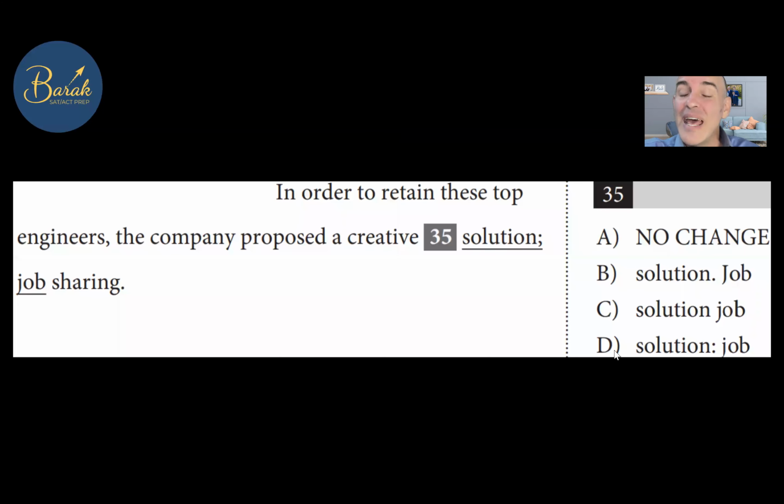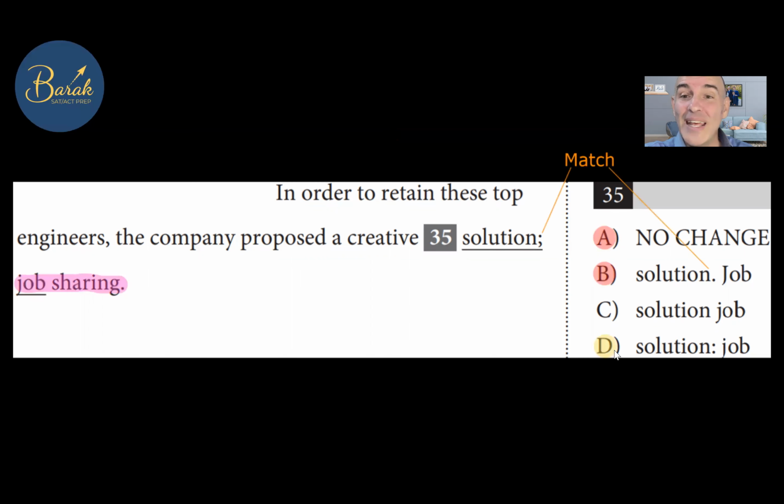All right. Now, let's take a look at some real examples from real tests. So if we look here at question number 35, all right, so you may want to pause. I'll explain now. And that is, do you see that, first of all, we can get rid of A and B because a semicolon is the same thing as period. So A would be solution, semicolon, and job, and B would be solution, period, job. So we can instantly eliminate half of the answer choices, which is nice. All right. And then the question is, does a colon work here?